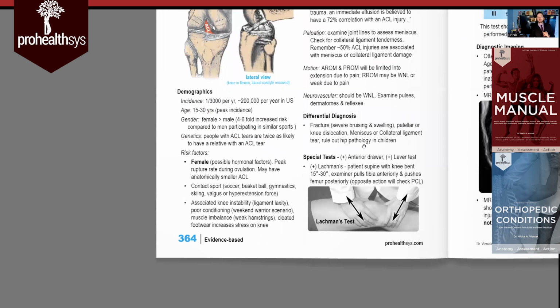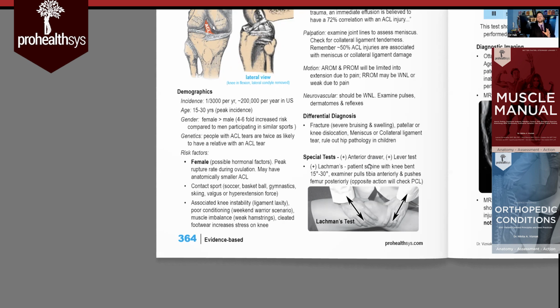Differential diagnosis is going to be fracture. Tibial plateau fractures are probably going to be most common, or an avulsion fracture of the medial or lateral intercondylar eminence could be there as well. Patellar ligament or patellar dislocation, meniscus or collateral coexisting injury. Rule out hip pathologies in children. If you watched our videos on the hip pathologies, Legg-Calvé-Perthes, slipped capital femoral epiphysis, transient hip synovitis, and even septic arthritis could all potentially refer to the knee. So when somebody comes in with a limp, make sure you are doing a hip evaluation.